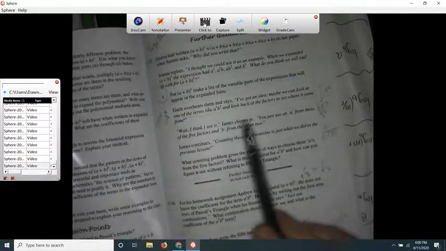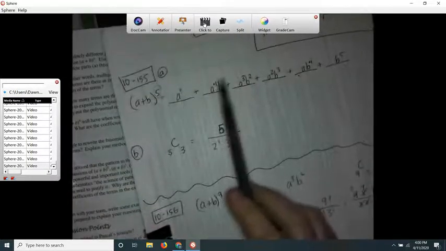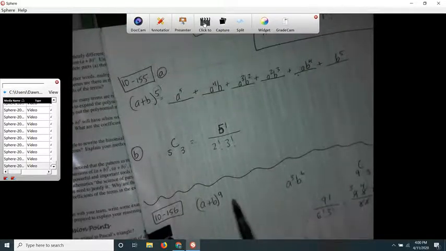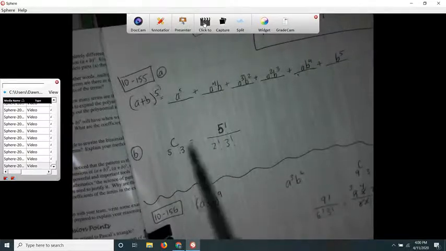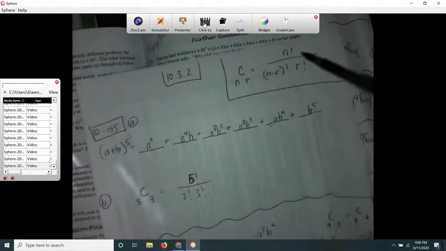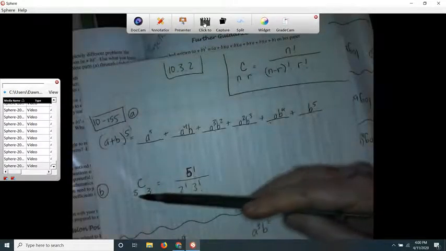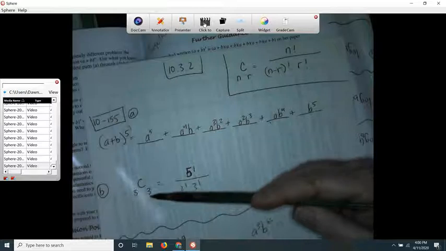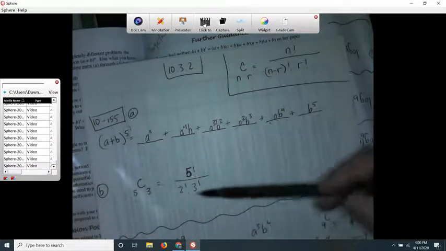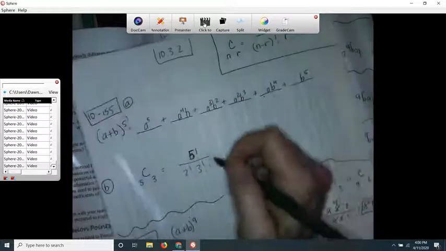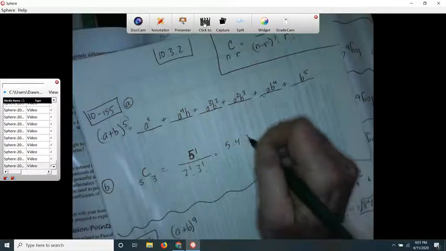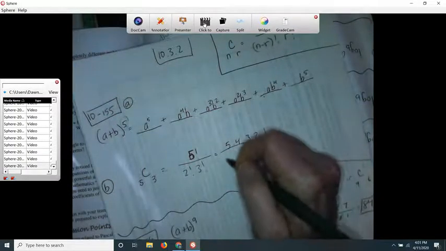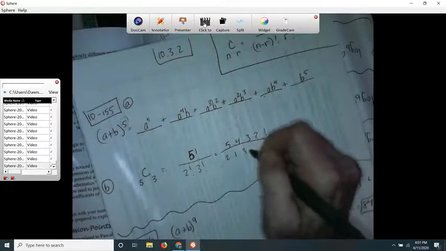So they're saying there's 5 different things, of the a's and b's there's 5 factors, and we want to take 3 at a time. So the combination is n factorial, 5 factorial, over n minus r, so 5 minus 3 is 2 factorial, and then r factorial. So let's see what that comes out to be. This would be 5 times 4 times 3 times 2 times 1, over 2 times 1, and 3 times 2 times 1.